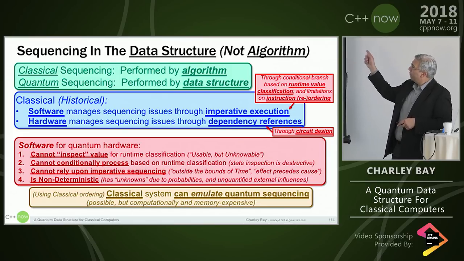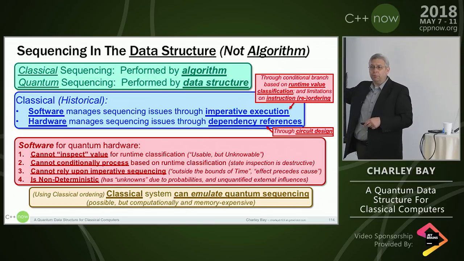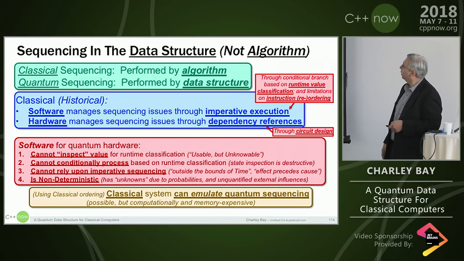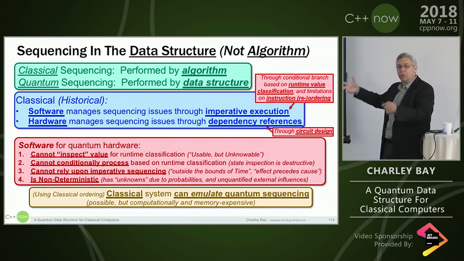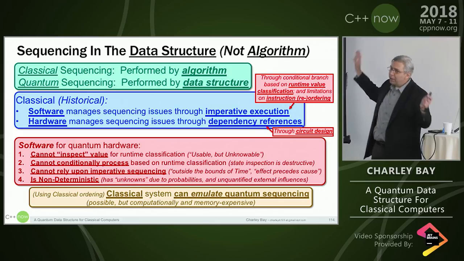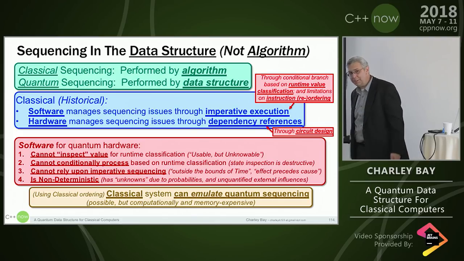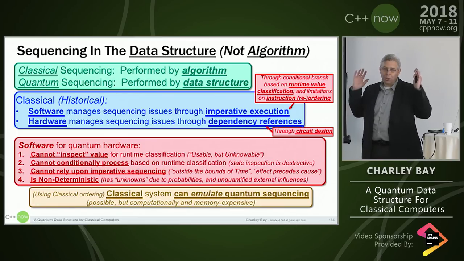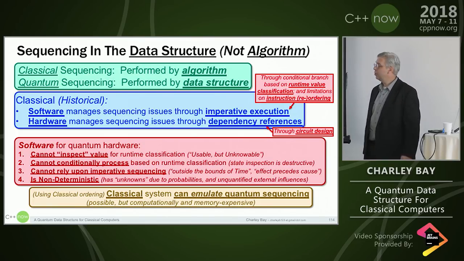So software is sort of this imperative execution. Hardware is sort of doing this circuit diagram thing where it just runs with some clock doing something. And that circuit design is closer to software for quantum hardware today. You can't inspect the value, you can't conditionally process the value, you can't runtime classify or do branches. No. Once you pin it, you measure it, you're done. So your approach is different.